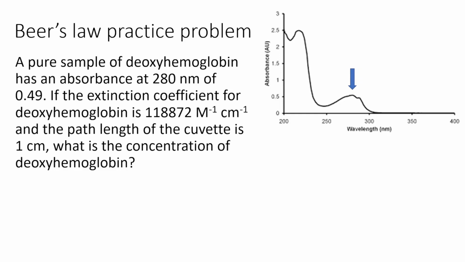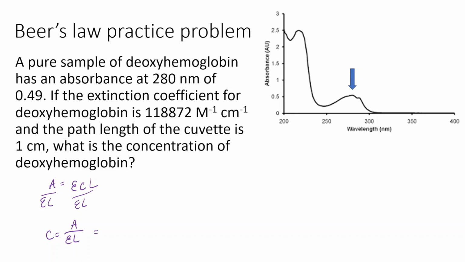Alright, so it looks like most everyone is done writing. So to solve this problem, first we start with Beer's law, right? So we have absorbance equals epsilon times C times L. Which one are we trying to solve for in this problem? C, yeah. So we can rearrange this equation to solve for C. We can divide both sides by epsilon and L, and then we end up with C equals A over epsilon times L. And then from there, we just plug in, right?